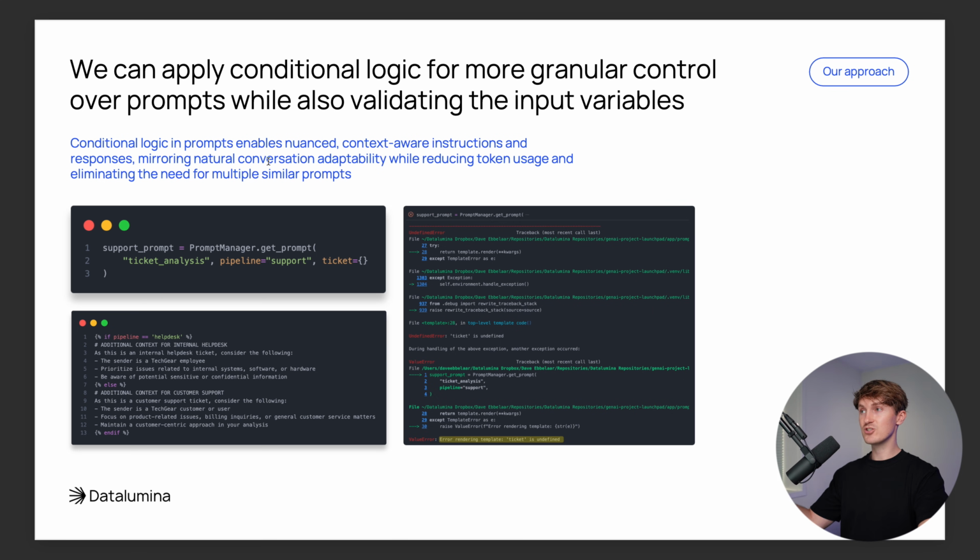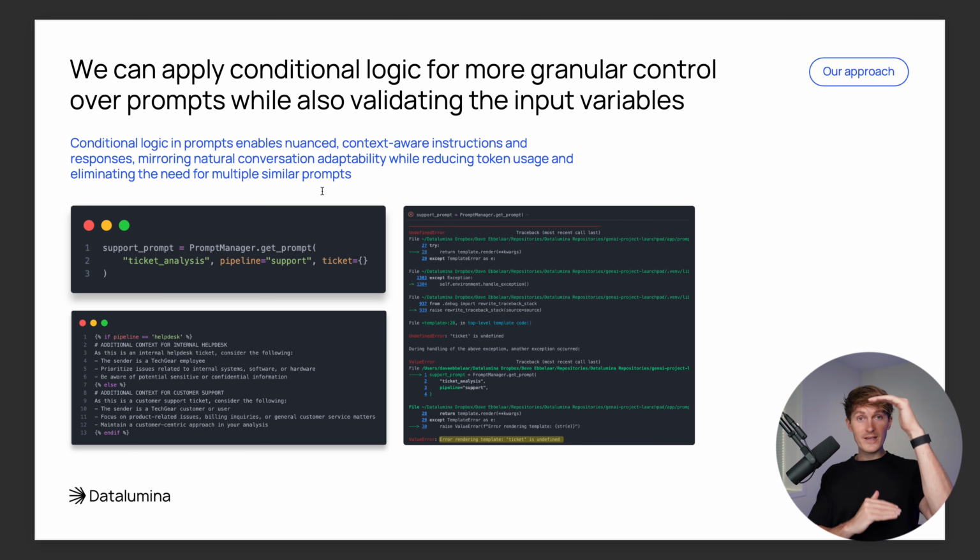Really how I see conditional logic in prompts, they enable nuanced, context-aware instructions and responses mirroring natural conversation adaptability, and also can reduce token usage and eliminate the need for similar prompts. So imagine this: when you have a conversation with someone, based on what that person is saying, you are going to slightly alter maybe your tone, or you give some more examples, or you adjust accordingly, right? Whereas with prompts, typically you have these long prompts and you have, for example, if the user is not a customer, then do this. And if it is a customer, then you should talk about these kinds of things.